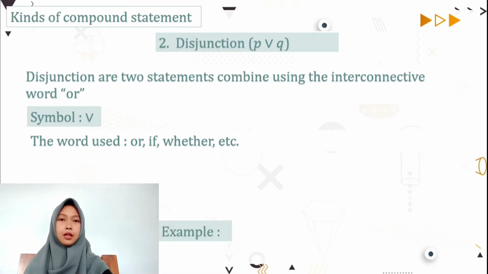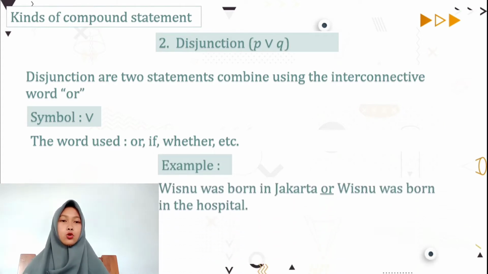For example, Wisnu was born in Jakarta or Wisnu was born in the hospital. The underlined word is the disjunction.